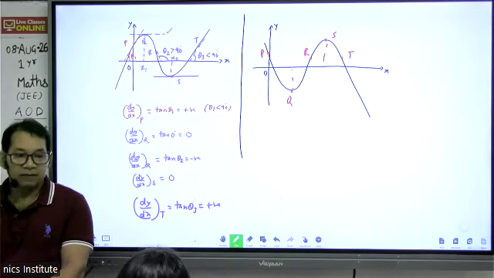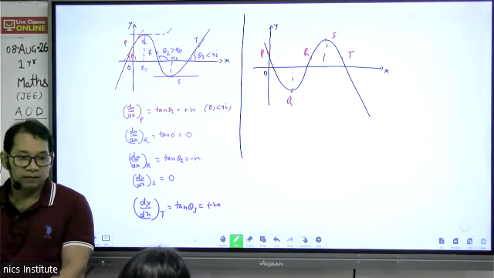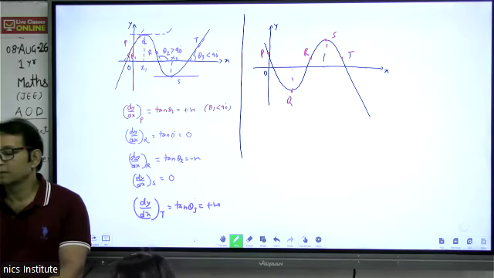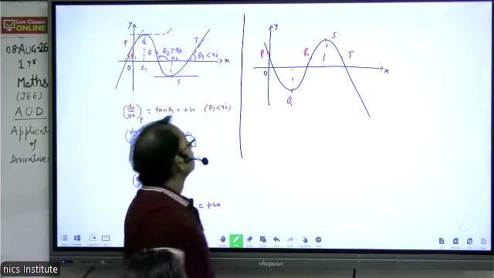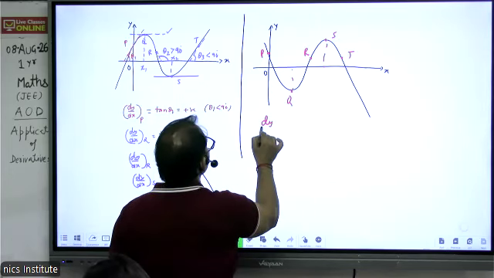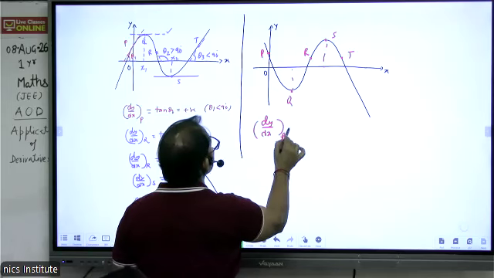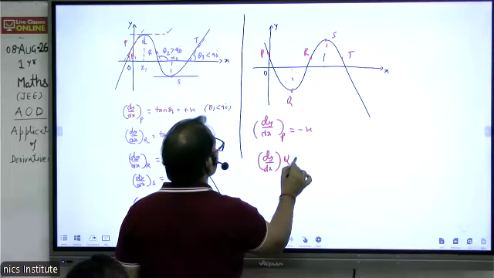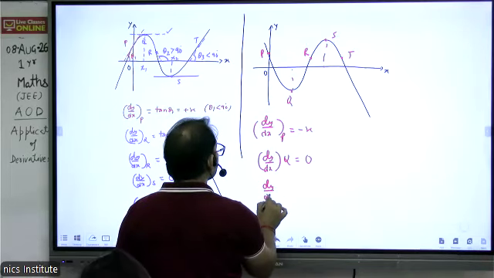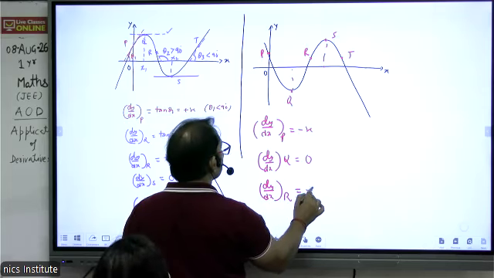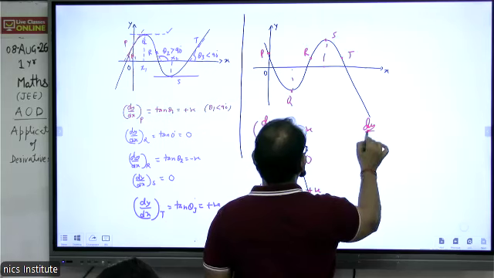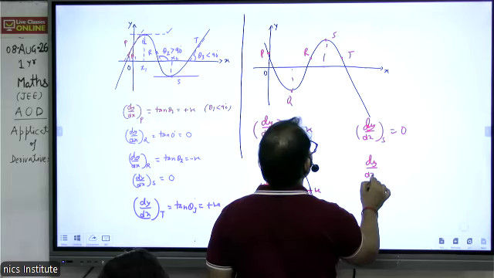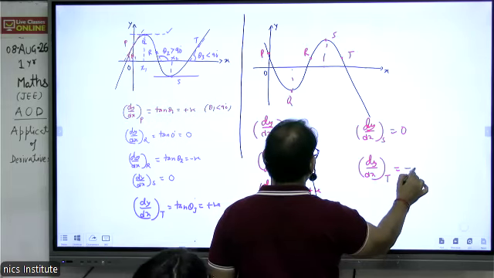No, you can try, but the level would be higher, time consuming. So at P, dy by dx would be what? Negative or positive? It will be negative. dy by dx at Q will be 0. dy by dx at R would be positive, dy by dx at S will be 0, and dy by dx at T would be negative, right?